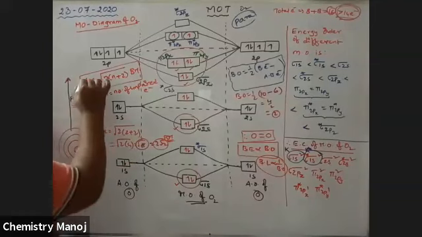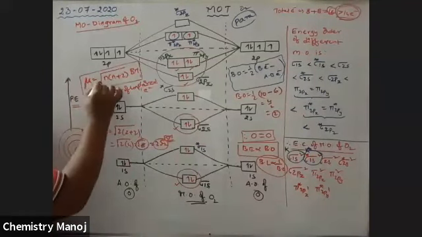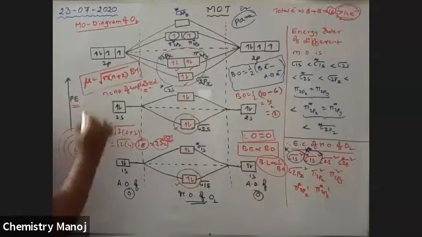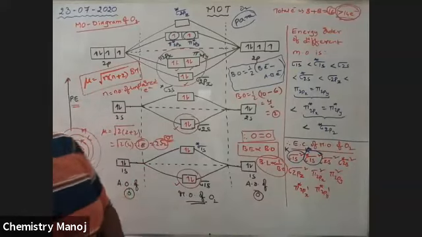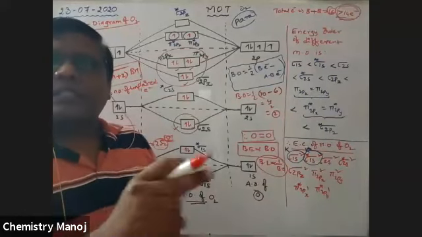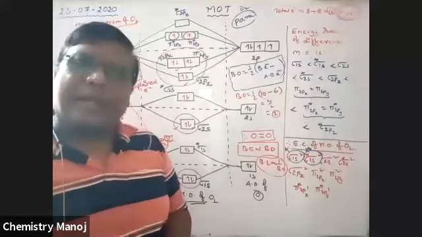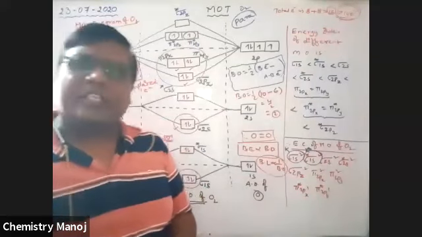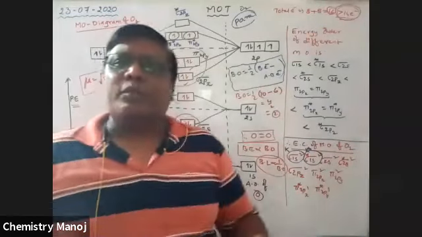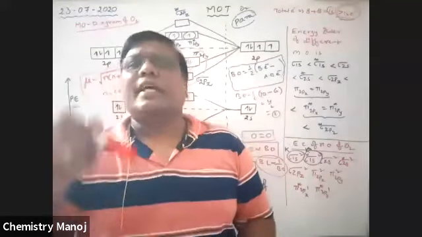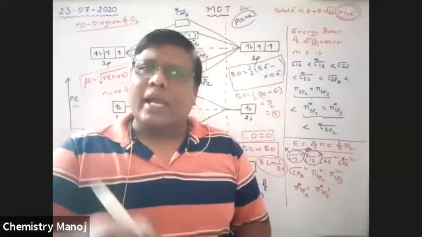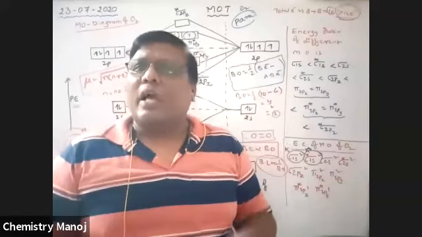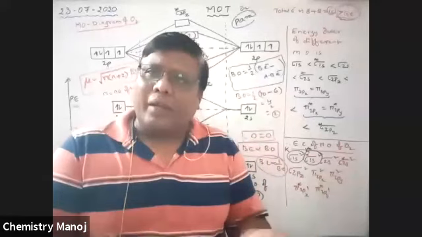So magnetic moment mu is equal to under root n into n plus 2 Bohr magnetons. It is the formula used to calculate magnetic moment. What is n? N is the number of unpaired electrons in molecular orbitals. If n is equal to 0, the number of unpaired electrons is 0, so mu is equal to 0. If mu is 0, that is diamagnetic. That is the way to calculate magnetic moment. Having unpaired electrons, paramagnetic. Having no unpaired electrons, diamagnetic.